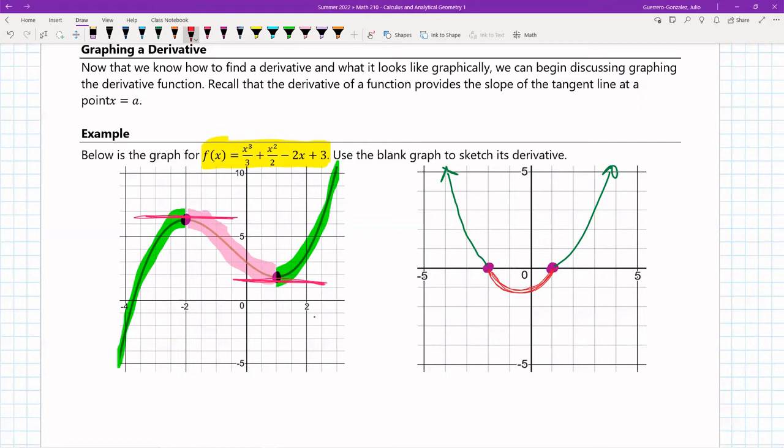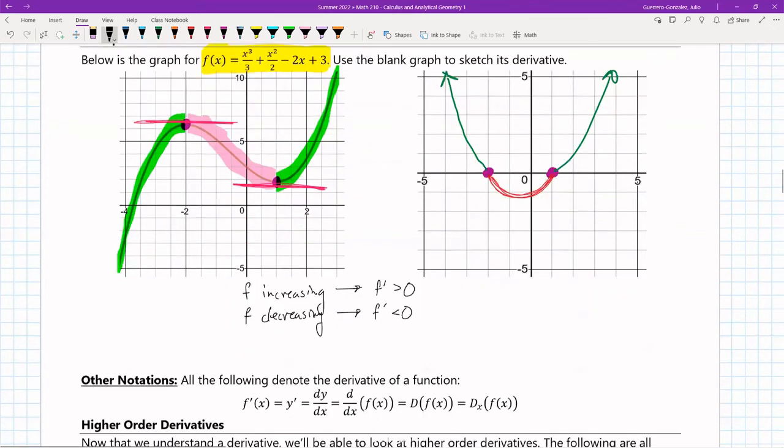So all we need is really this fact right here, that if f is increasing, then by definition of the slope of the tangent lines, f prime has to be bigger than 0. And then likewise, f decreasing implies f prime is less than 0. That's all we needed there, okay? Okay, let's go ahead and move on.